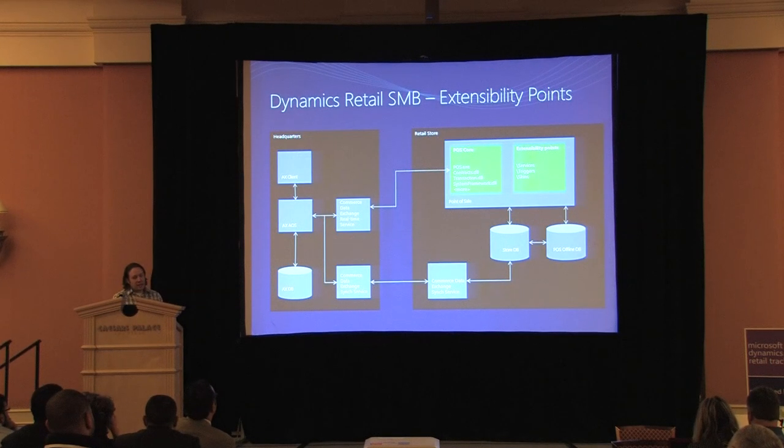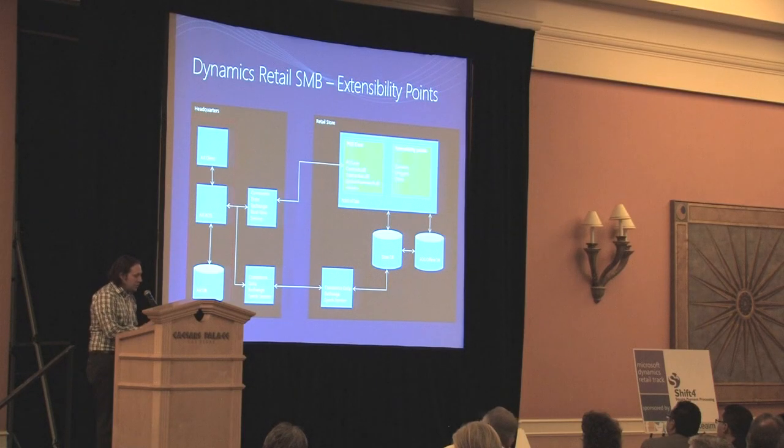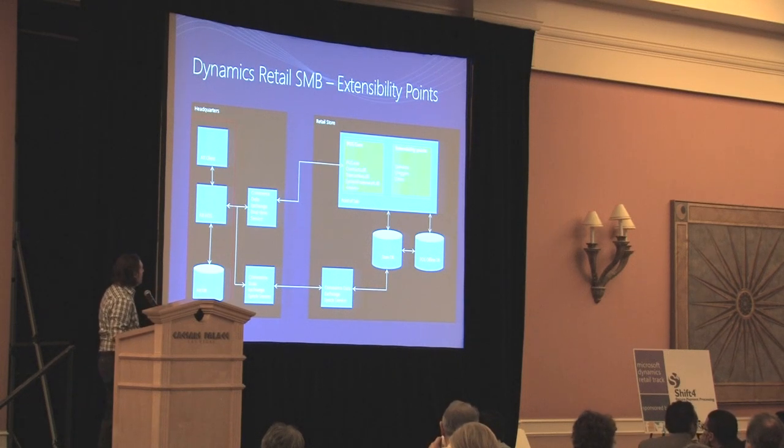So this diagram here, I think we've showed it once or twice before. I'm just going to use this to highlight and talk through the various extensibility points throughout all the different pieces in the solution. So the first one would be the back office piece. This is the headquarters piece. This is AX, all the different kind of names that we have for it. But this is the back office piece, and it encompasses multiple pieces.